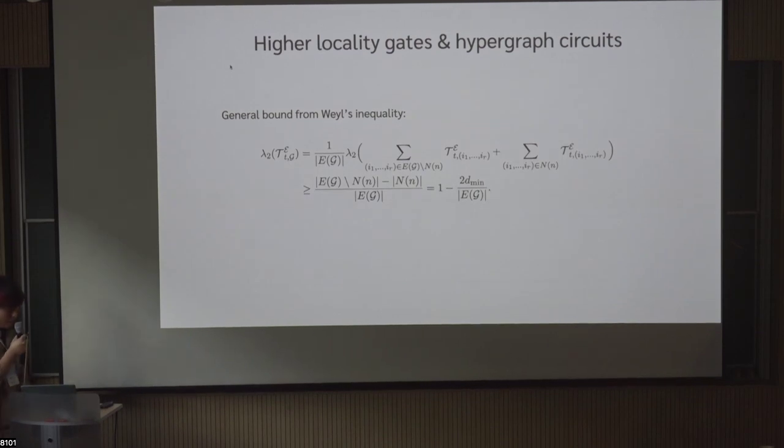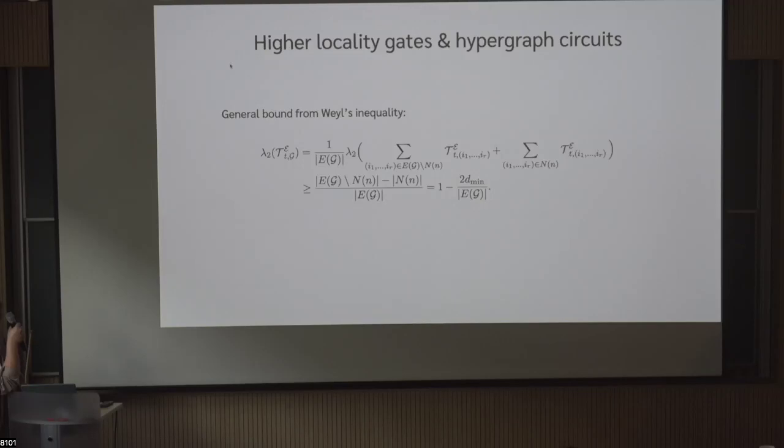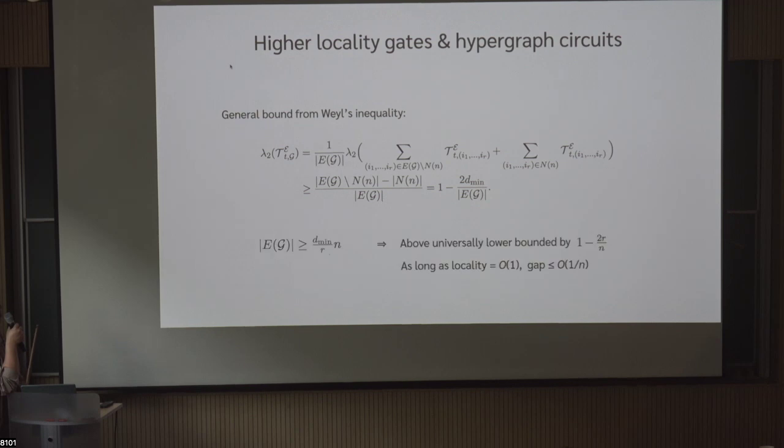Okay, so then it's also very natural to consider higher locality gates or hypergraph circuits. So one almost mathematically trivial bound is this one obtained from the Weyl inequality, but it can give us some useful guarantees, which is that as long as we are considering O(1) locality, then the gap always scales better than 1 over n, which gives us the same efficiency.